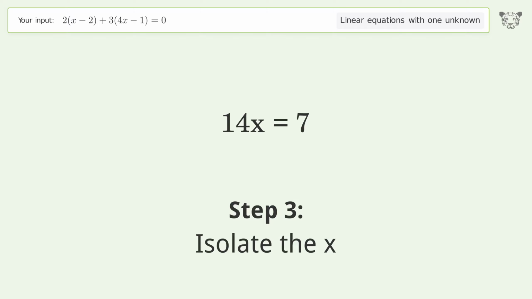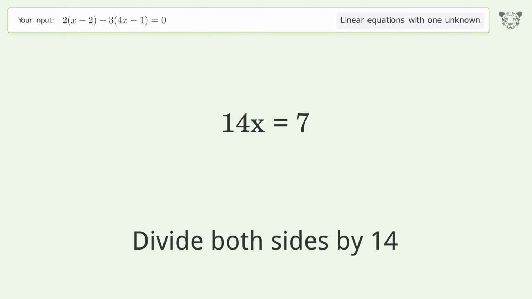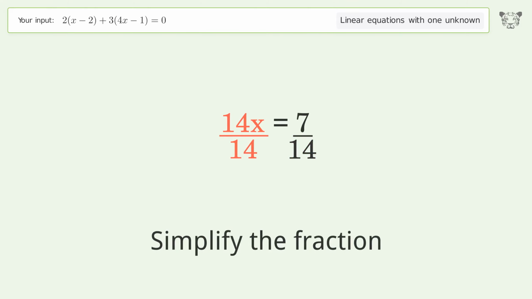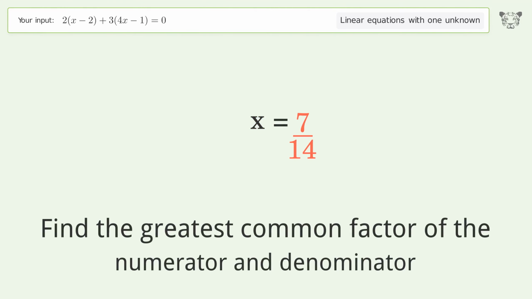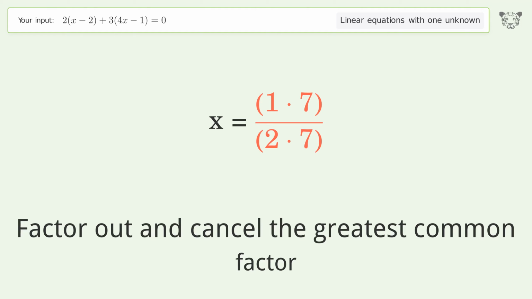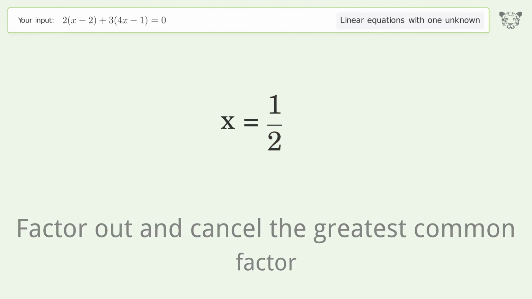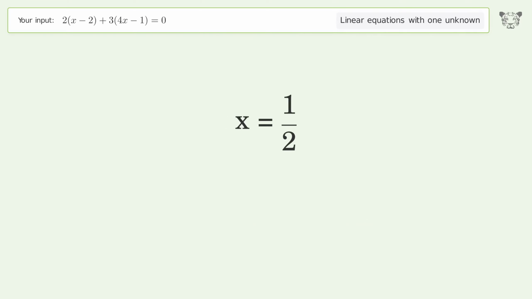Isolate the x. Divide both sides by 14. Simplify the fraction. Find the greatest common factor of the numerator and denominator. Factor out and cancel the greatest common factor. And so the final result is x equals 1 over 2.